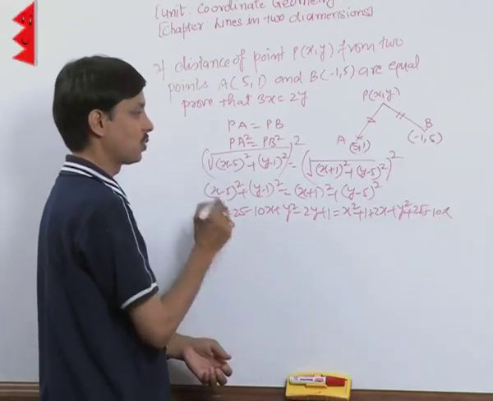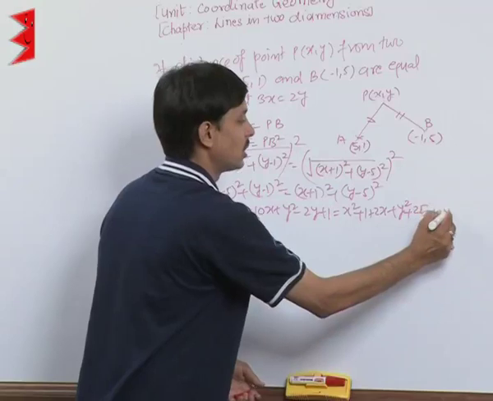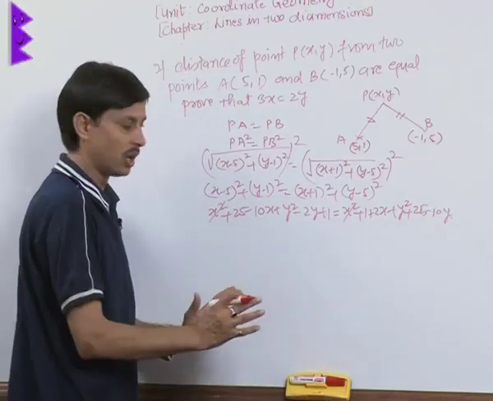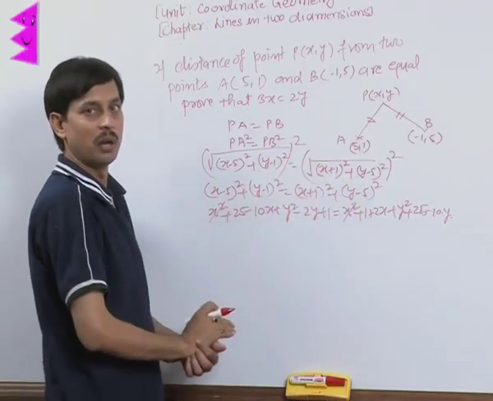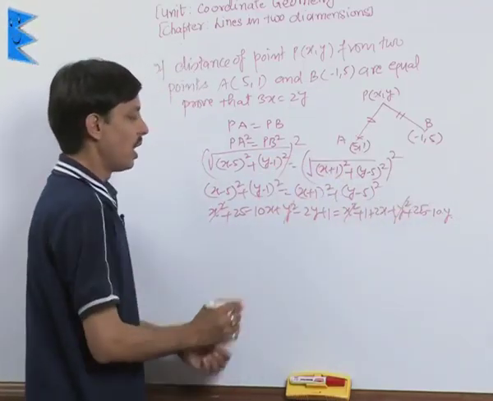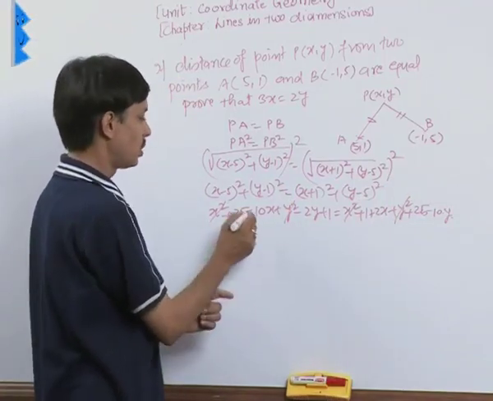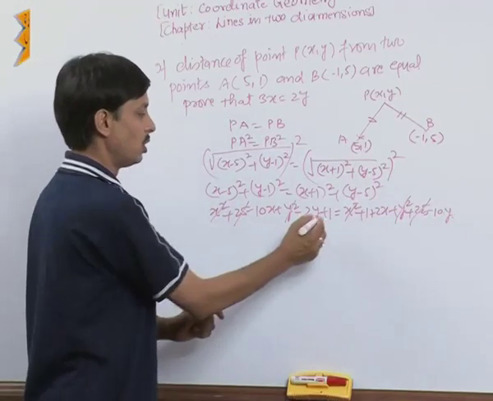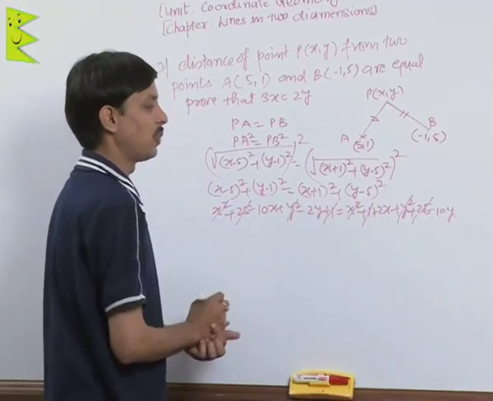Now this x square is cancelled by this x square because they are equal, and when shifted it will become negative. Now y square has been cancelled with y square. Now we will see this 25 is cancelled by this 25. Also this positive 1 is cancelled by this positive 1.